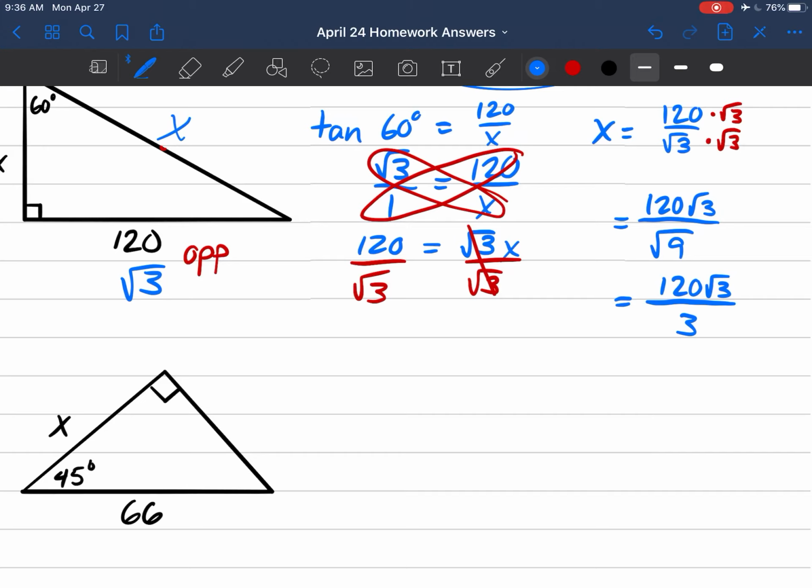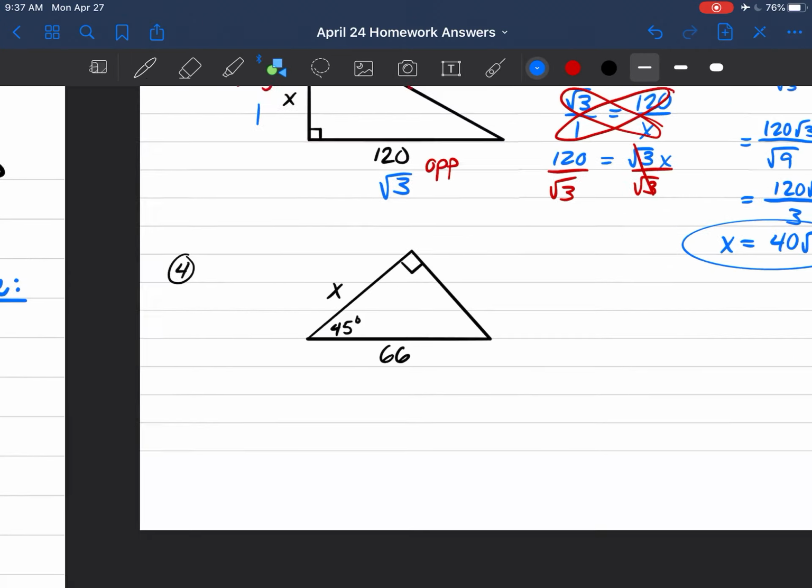And then from here, this 3 is going to divide the 120, since both of those are not inside the root. You do not divide the square root of 3 by 3, because one's in a root, one's not. So 120 divided by 3, final answer is 40 square root of 3. Final answer in simplified form.